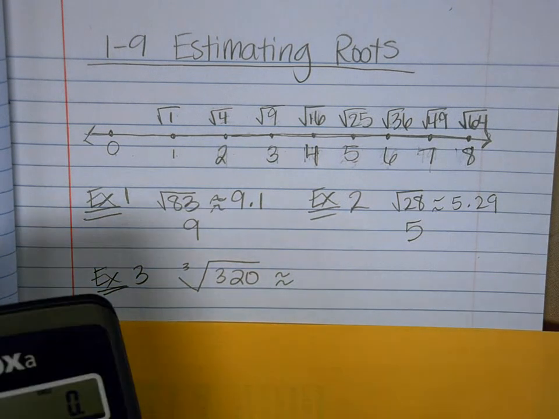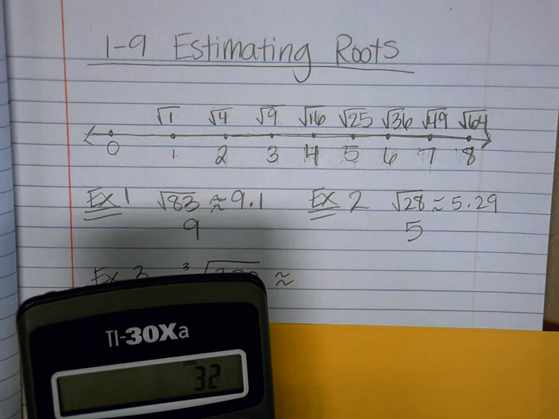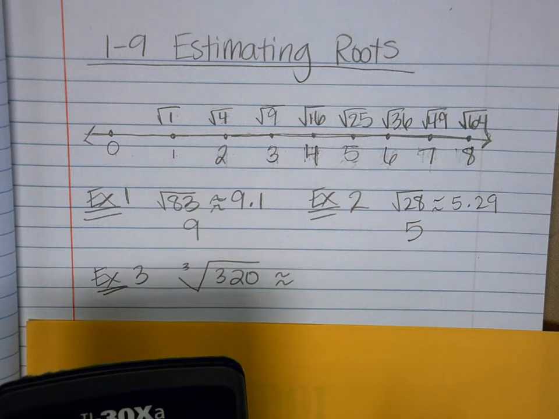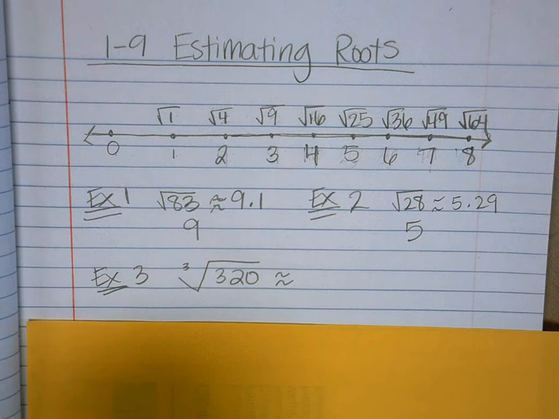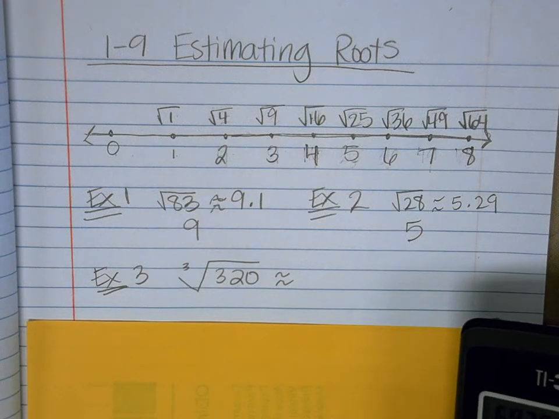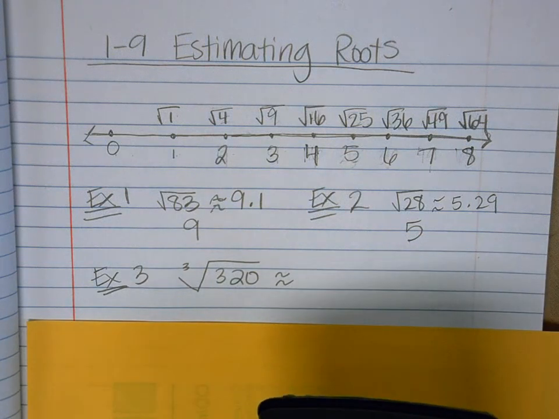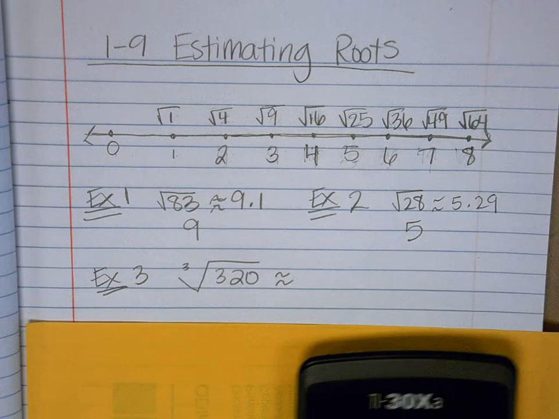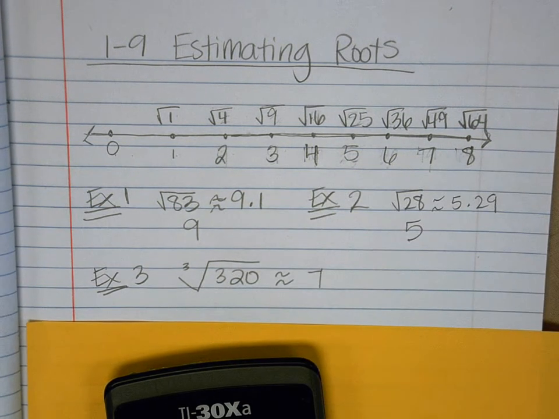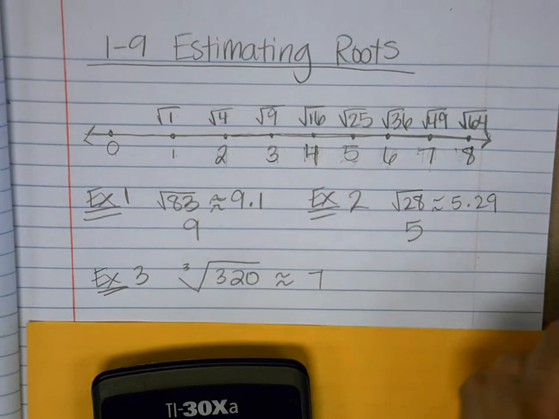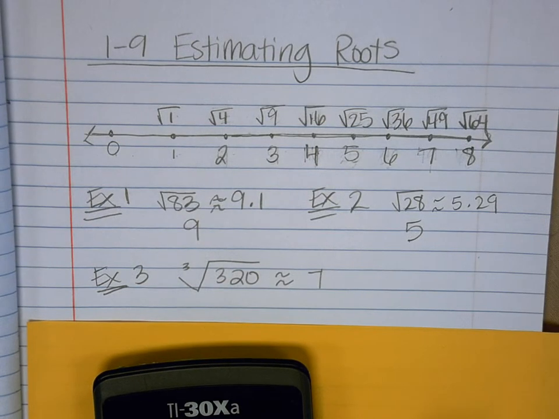So again, we type 320, hit the second, and that one button I told you about, 3 equals, 6.8. So what whole number is that closest to? 7. We round up. There we go. Got it? So remember, cube roots grow really fast. Those numbers get big really fast. Square roots, not so much.